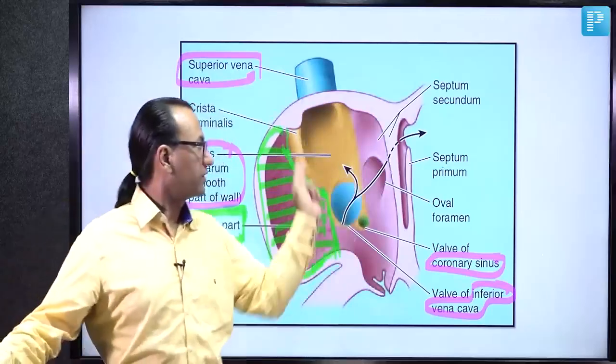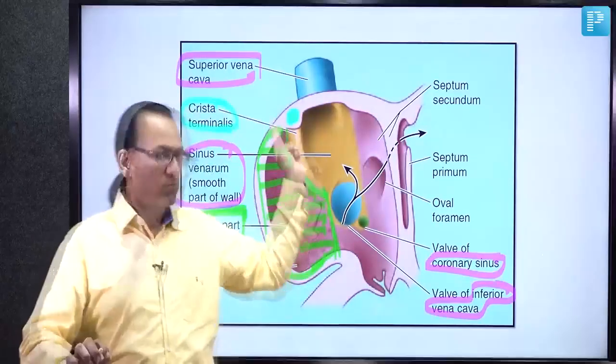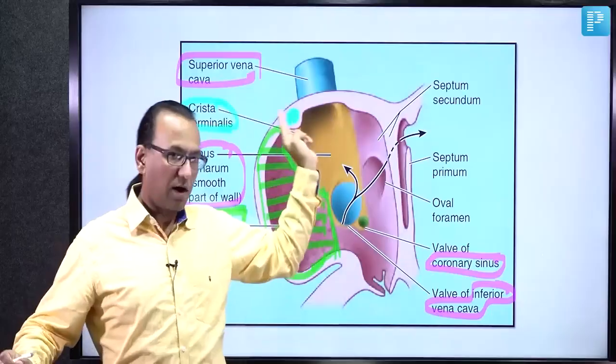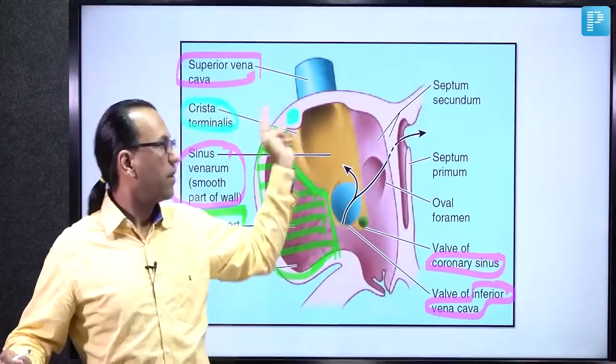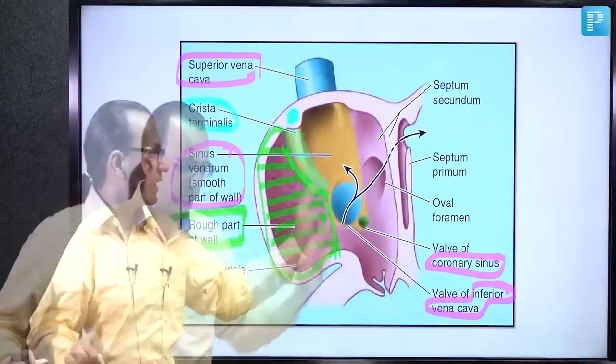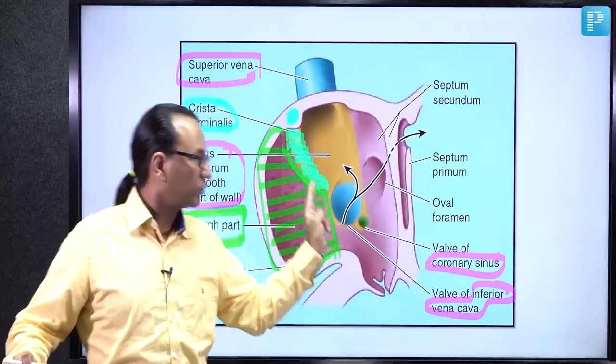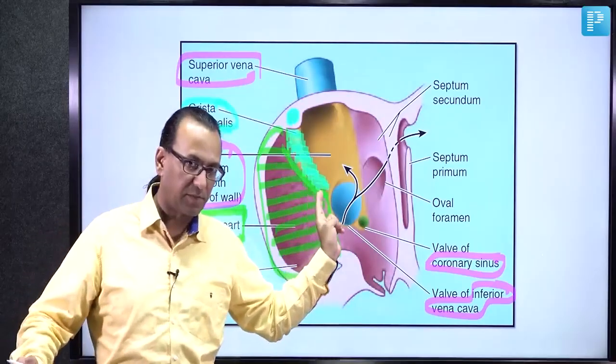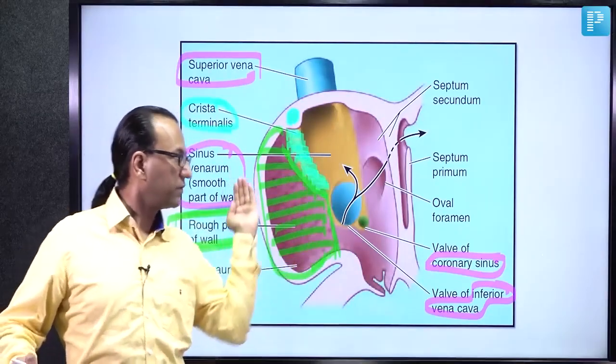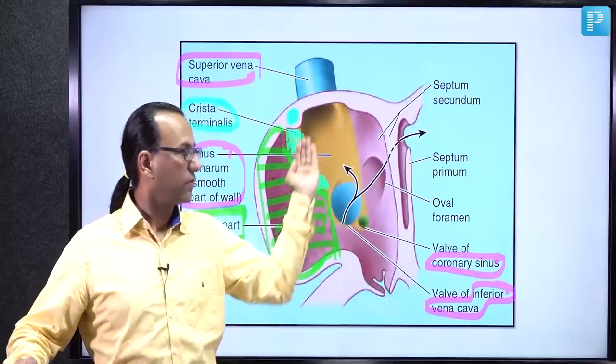And at the upper end of the crista terminalis develops the SA node, which lies in the subepicardial region. Some books say it is in the myocardium. The crista terminalis is seen on the interior of the right atrium. Outside it is called the sulcus terminalis. It is the boundary line between the anterior wall of the right atrium and the smooth posterior wall of the right atrium.